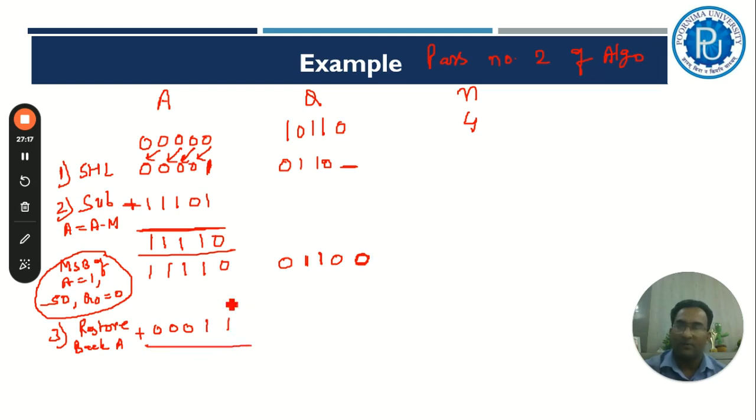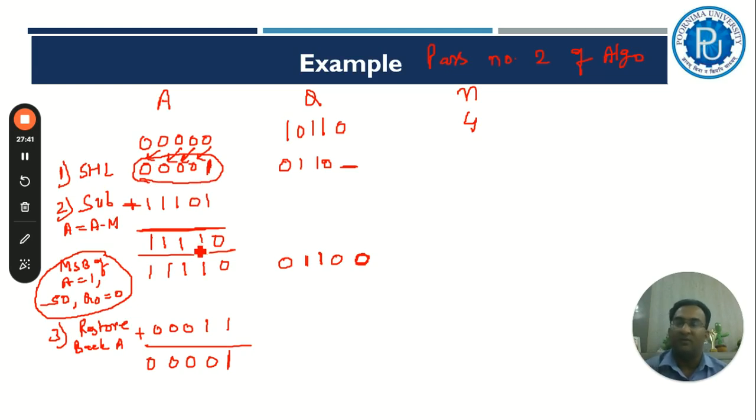So 0 plus 1 is 1. 1 plus 1 is 0, carry is 1. 1 plus 1 is 0, 1 plus 1 is 0, 1 plus 1 is 0, and the carry will be discarded. Now see, back is the value of accumulator, which was this in pass number 2.